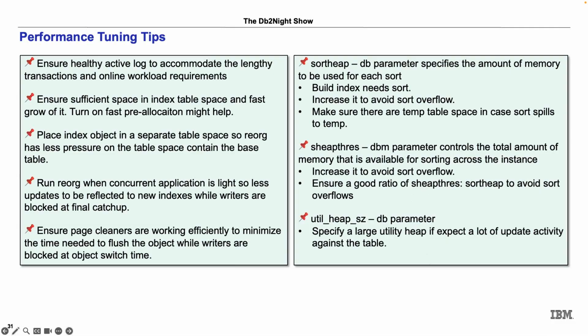Set it large enough to support update heavy workloads. If you have lots of IUDs, we need the buffers, right? Those are from the utility heap. So make sure that has a reasonably good size. That's all the tips I can think of, and adjusting those will help keep reorg efficient and reduce unexpected stalls.